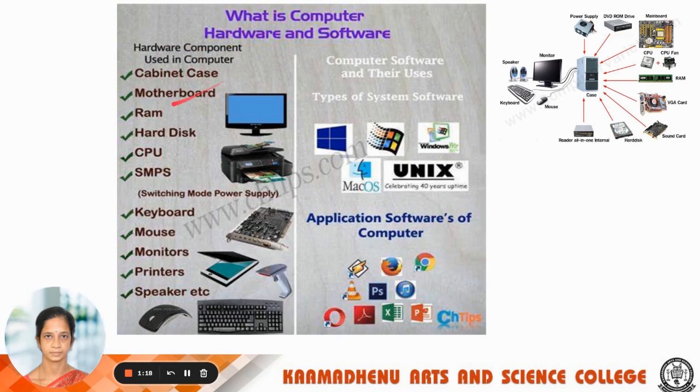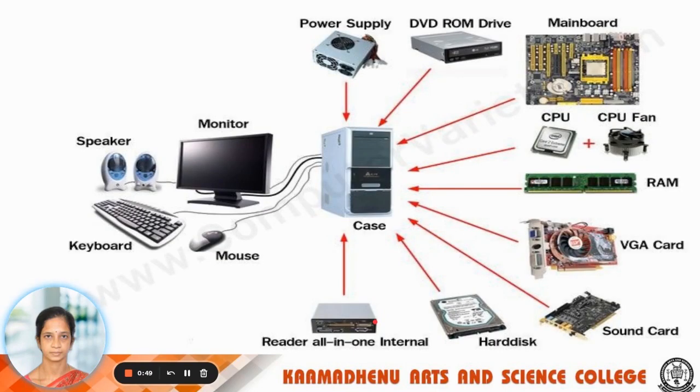Hardware: cabinet case, motherboard, RAM, hard disk, CPU, SMPS. SMPS means switching mode power supply. Keyboard, mouse, monitor: some are inputs and some are outputs. In software: Windows, Unix, MS-DOS, and application software such as Mozilla Firefox, Chrome, Windows Media Player, Adobe Reader. So these are all software. So we have the parts of the computer.